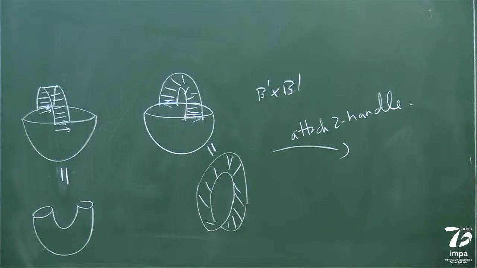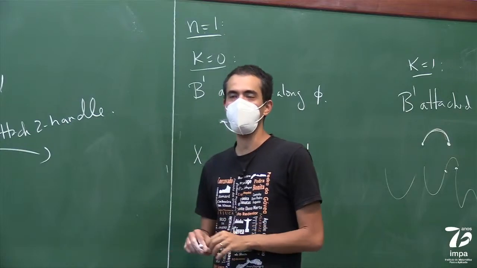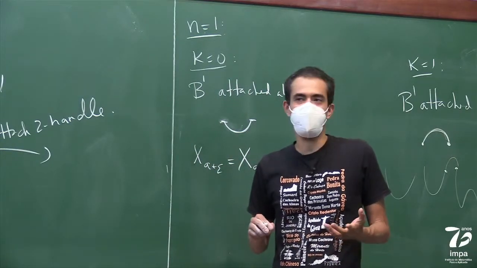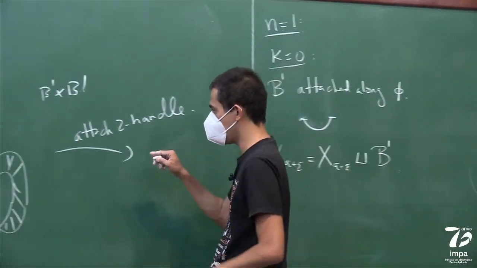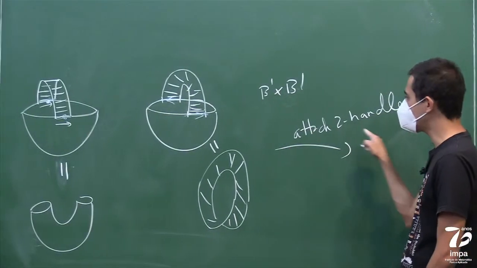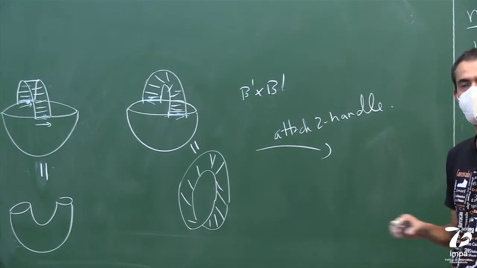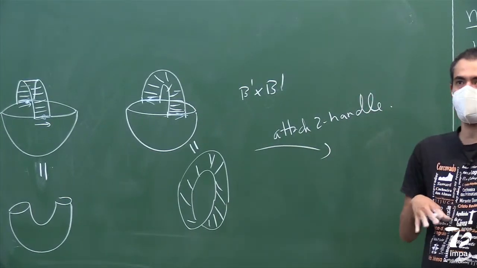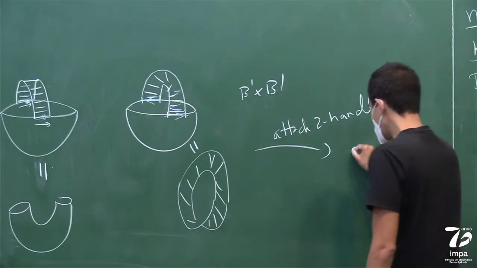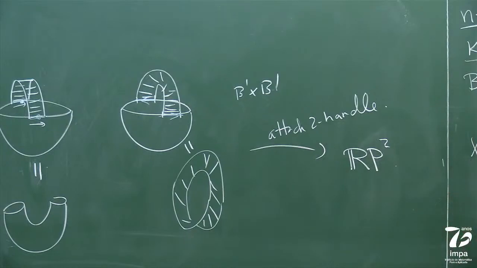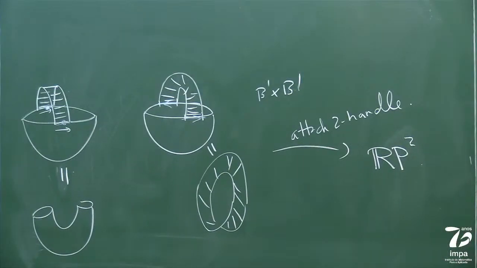Yeah. Anyway, maybe you can see it. It's not that hard to see, but it's not extremely easy either. There are different ways to visualize this, but what I'm claiming is that after you attach a 2 handle here, there's only one way to attach a 2 handle. Once you have the circle, there's just one way to close it up. And the claim is that after you do that, you get an RP2. How can you see that?